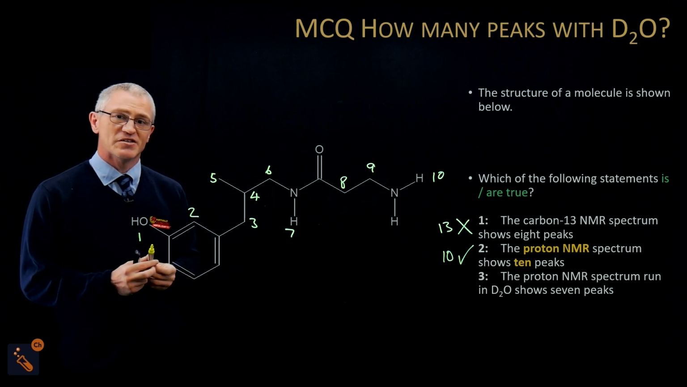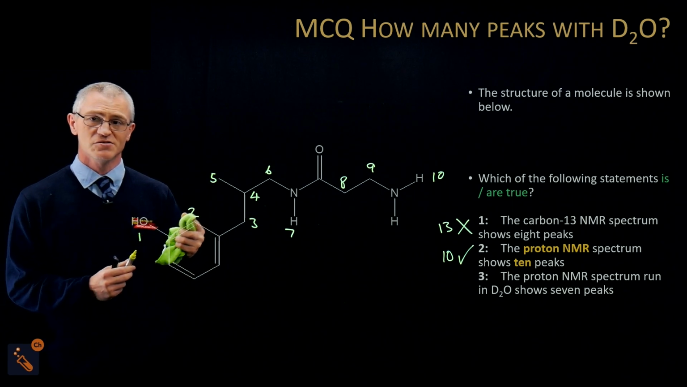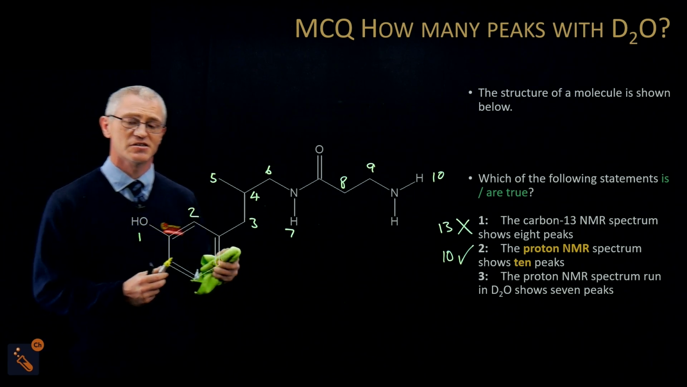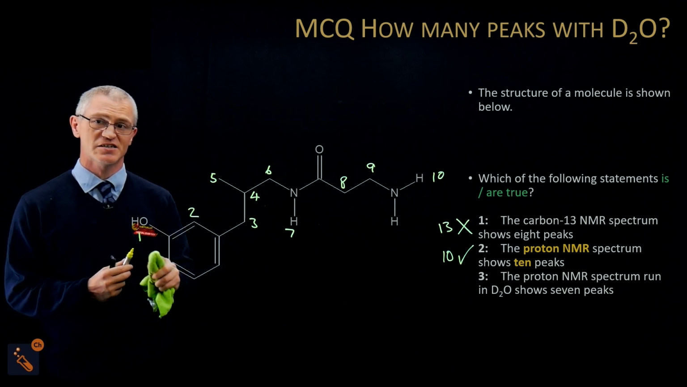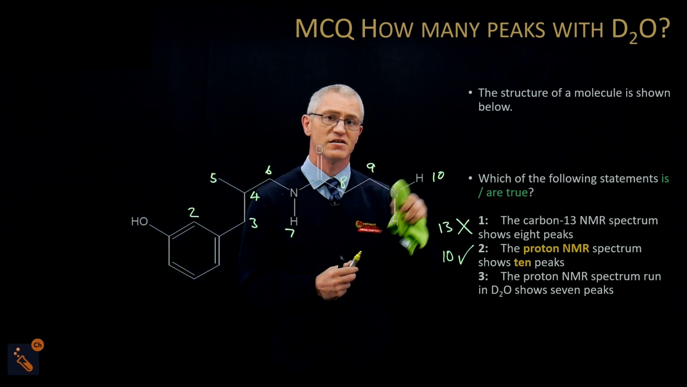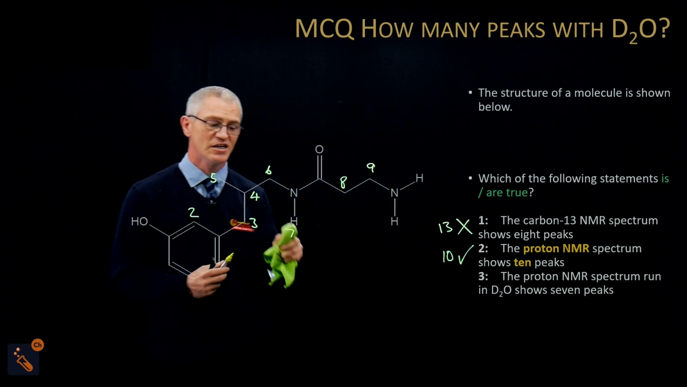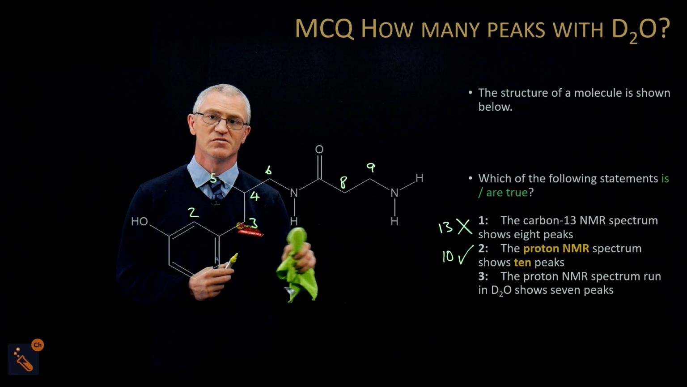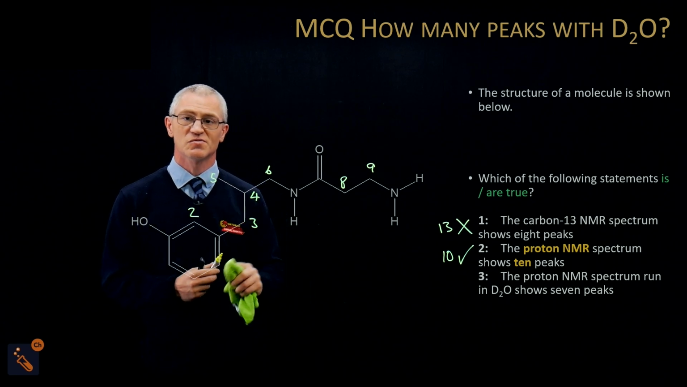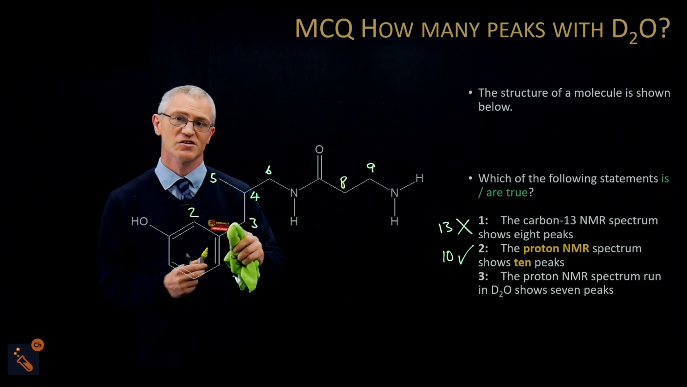So that means we're going to get 10 here, so that one is correct. Now we just want to think about this in terms of D2O. So all we can then do is take out the peaks that are D2O. So phenol, that's a D2O one, so that's gone. An amine, that's D2O one, so that's gone. An amide, that's D2O, so that's gone.